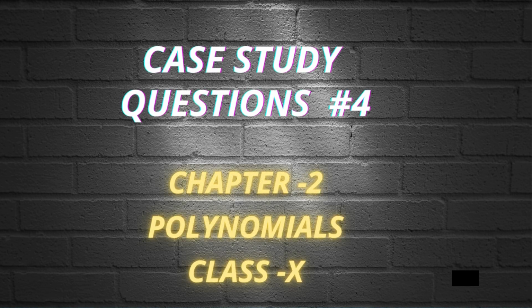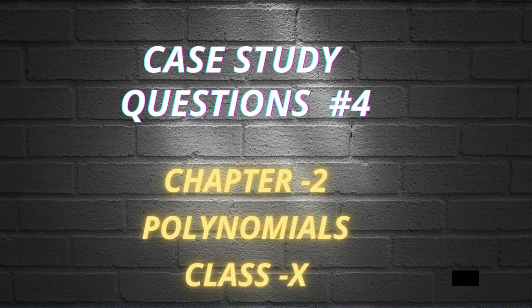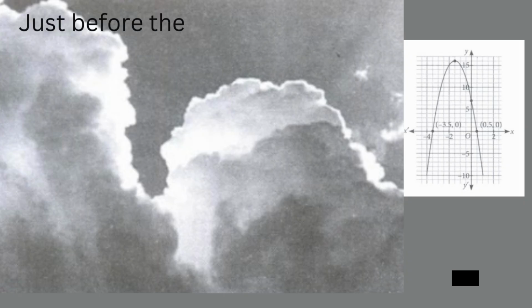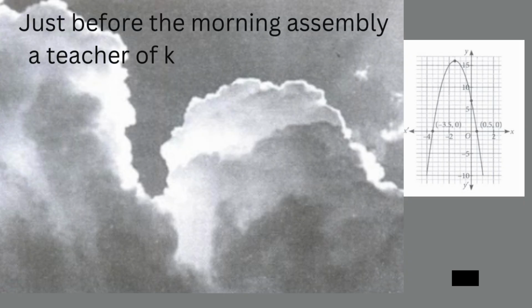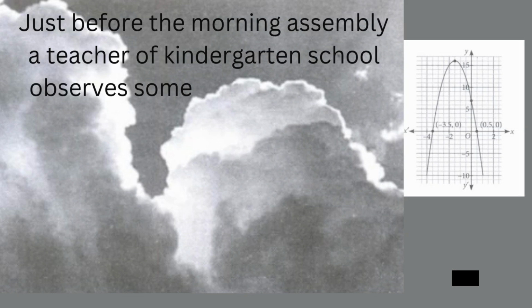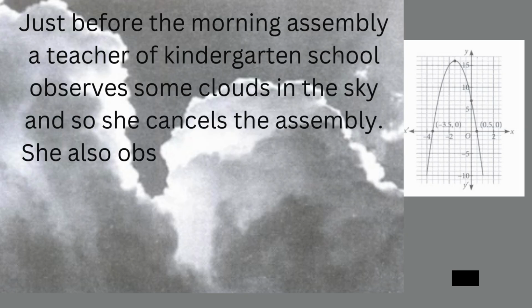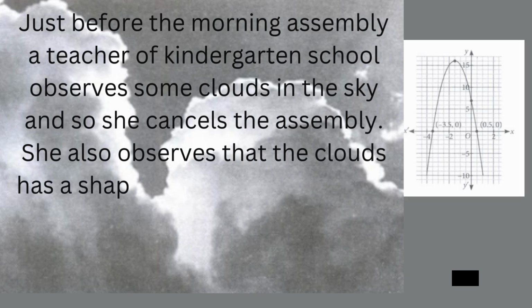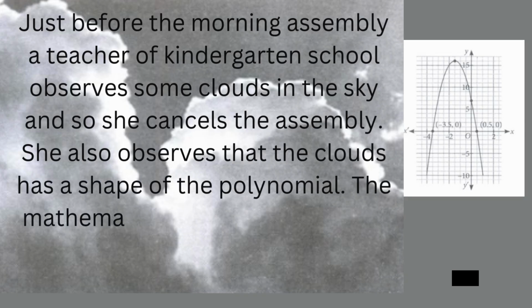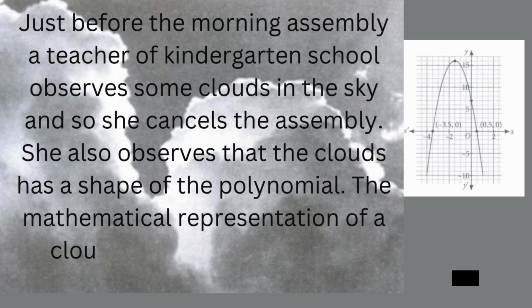In this video we are going to do one case study question from the chapter 2 Polynomials, class 10. The case says: just before the morning assembly, a teacher of a kindergarten school observes some clouds in the sky and so she cancels the assembly. She also observes that the clouds have the shape of a polynomial. The mathematical representation of the cloud is shown in the figure.